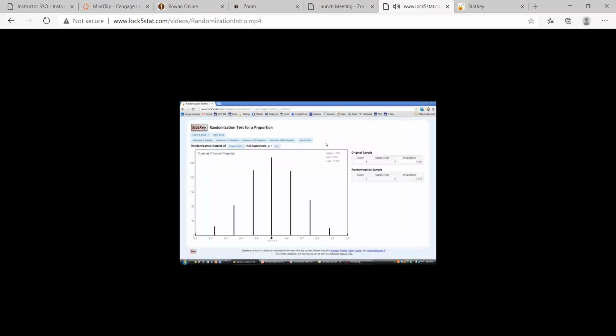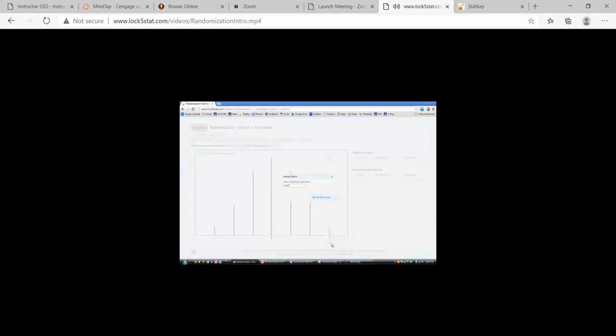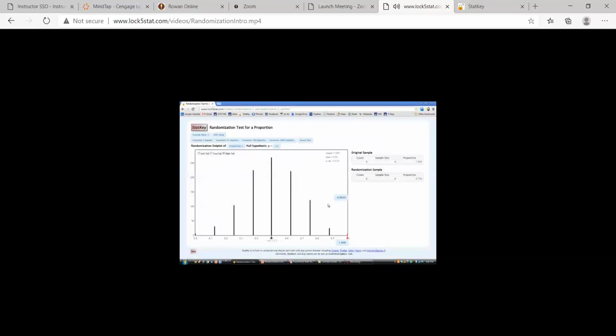So let's go back to our distribution of statistics, assuming the null is true. We're doing an upper tail test, so we want to look at the right tail, and we want to see how extreme our observed statistic of 1 is. So we find 1 on the x-axis, and above it, in this little blue rectangle, we see that, in this case, 4 out of the 1,000 simulated statistics are as extreme as our sample proportion of 1.